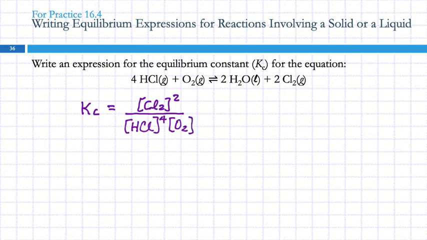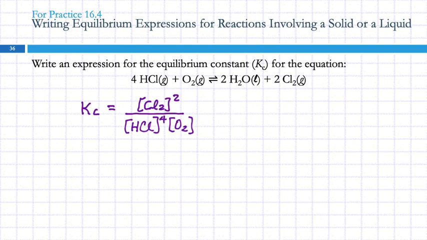So if it was all gas, we could use Kp. And for this one, we could use Kp because the liquid doesn't show up in there anyway. So we could have the partial pressure of Cl2 and the partial pressure of HCl and the partial pressure of O2. And that's why they specified Kc. Any questions?